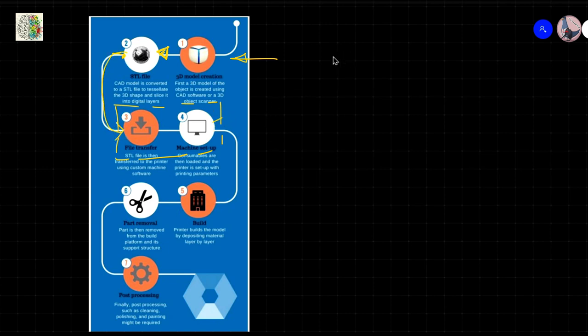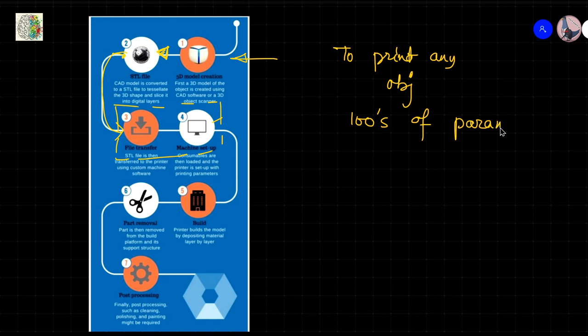Now, to print any object, there are hundreds of parameters which have to be taken care of. And those parameters are to be fed into the machine with the help of some software. There are many software packages, and I will try to put one example of it. I will show you what parameters we generally put, because sometimes it can be of help.